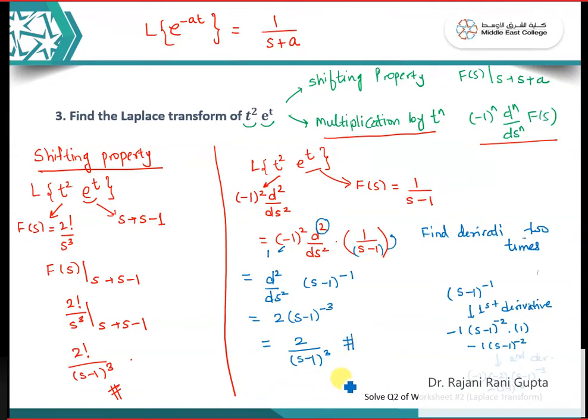Okay, so it doesn't matter which method you use, you are getting the same answer, 2 factorial over (s minus 1) power 3, and here also the same, because 2 factorial is nothing but 2 times 1, which is 2. So you can use any method that gives you the same answer, but this method is easier compared to the multiplication. So whenever you have a choice to use shifting or multiplication, always go for shifting property.